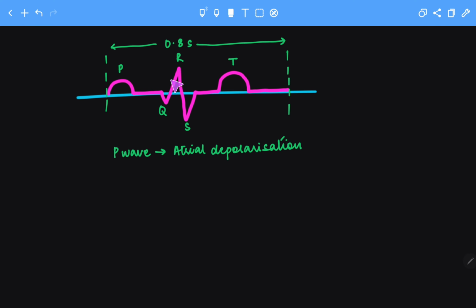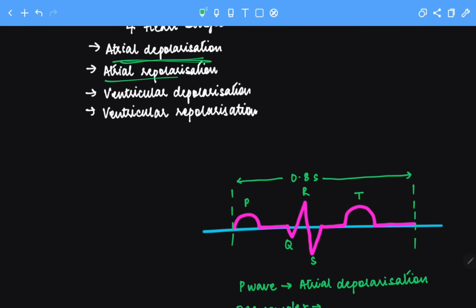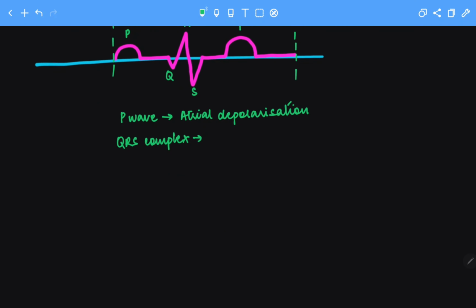Next, we have the QRS complex. So, this is the QRS complex. Based on our chart, we expect the QRS complex to be atrial repolarization. But it is not atrial repolarization. QRS complex is ventricular depolarization. So, we skip this step during the ECG. So, QRS complex is ventricular depolarization.